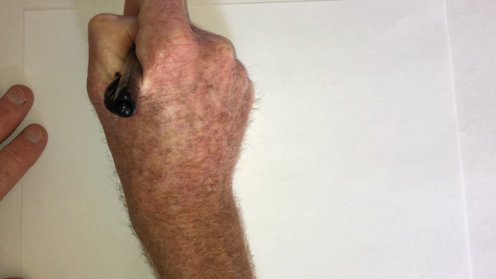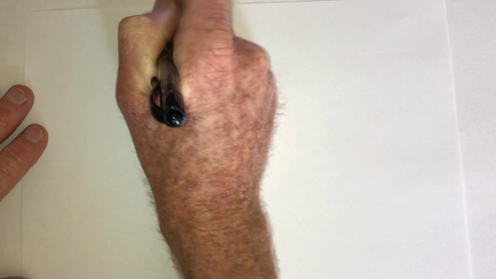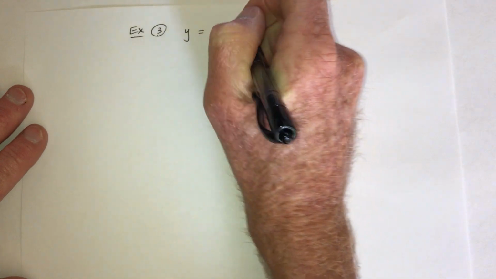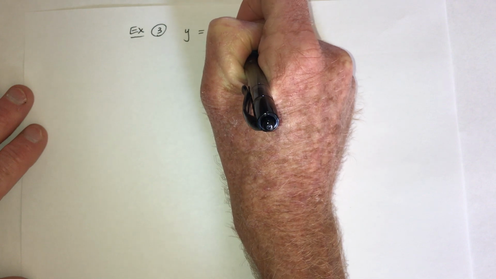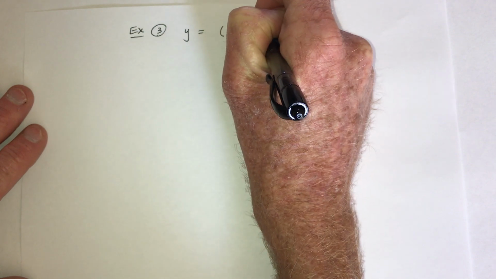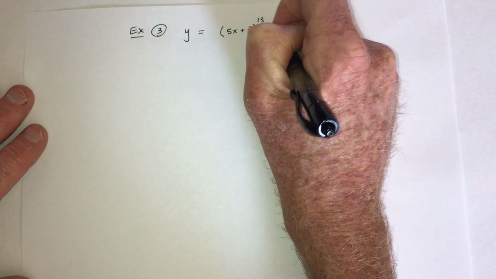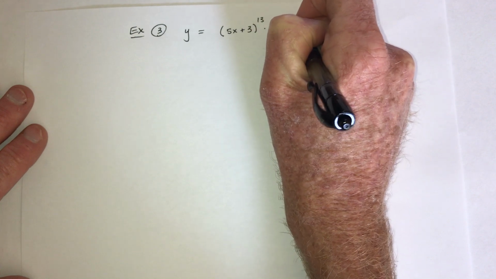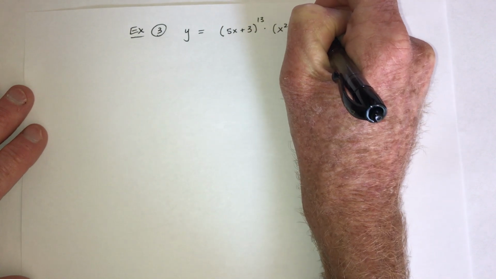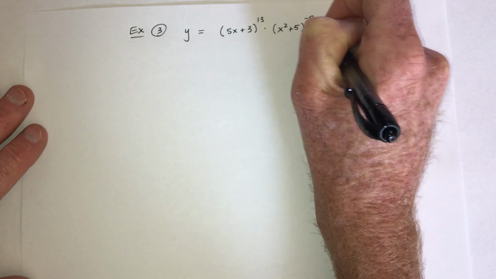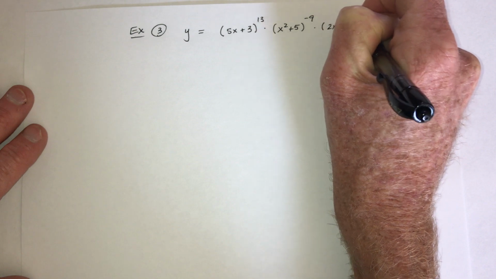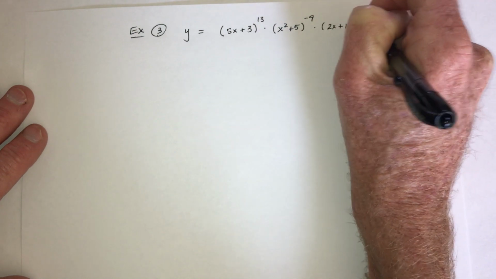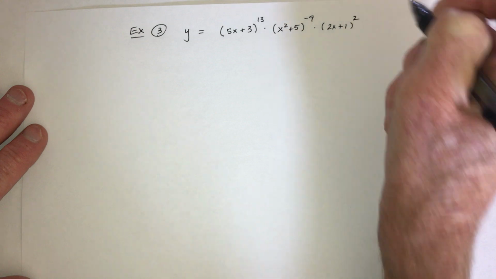So for example number 3, how about y is equal to 5x plus 3, that's to the 13th power, x squared plus 5, that's to the negative 9 power, and 2x plus 1, that is going to be to the second power.